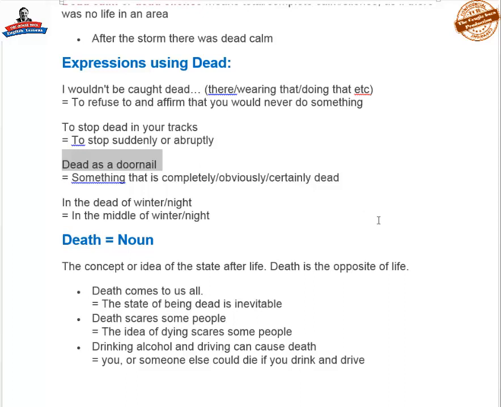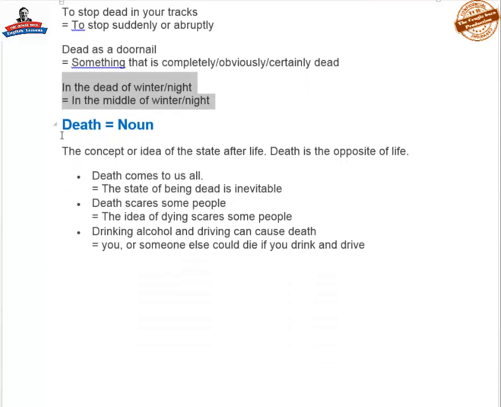Dead as a doornail. This means that something is completely, obviously, certainly dead. In the dead of winter night. This means in the middle of the winter night.